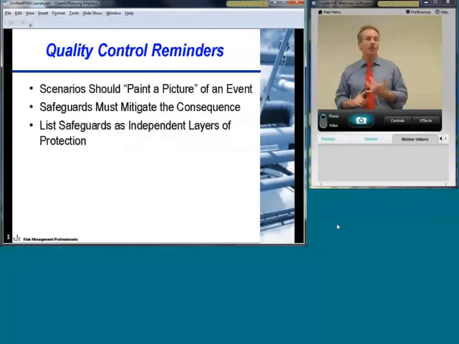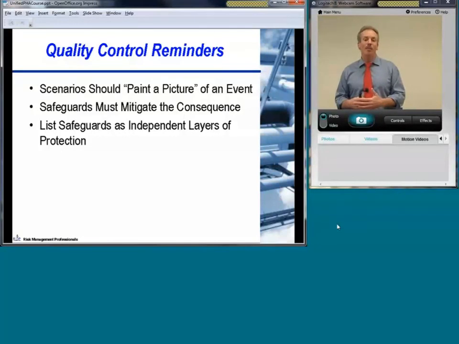I mentioned I was going to remind you about a couple of quality issues. Scenarios really should paint a picture of the event. When you document, when you talk to the team, when you lay it out for the team, you need to make sure that people can read that later and understand what's happening. They should have a mental picture of the accident that's occurring.